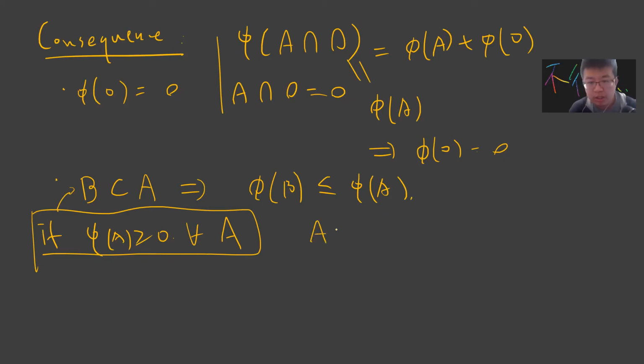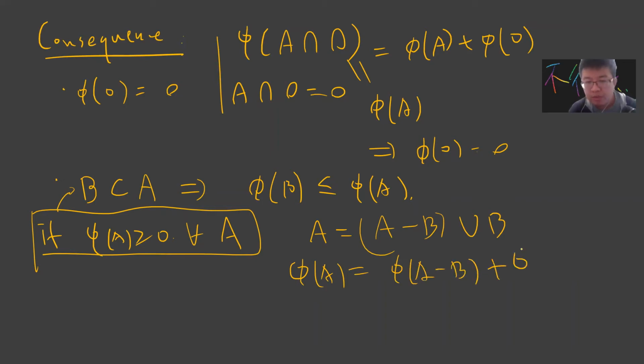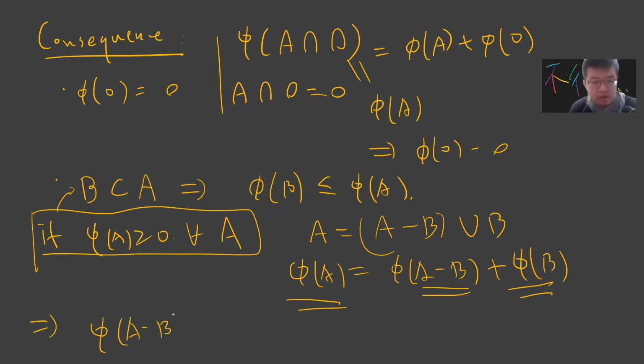The reason is that A is equal to A minus B, union B. So phi of A, since their intersection is trivial, equals phi of A minus B plus phi of B. Now if every set has measure greater or equal to 0, then phi of A will be greater or equal to phi of B. But this tells you that in every case, phi of A minus B will be phi of A minus phi of B.